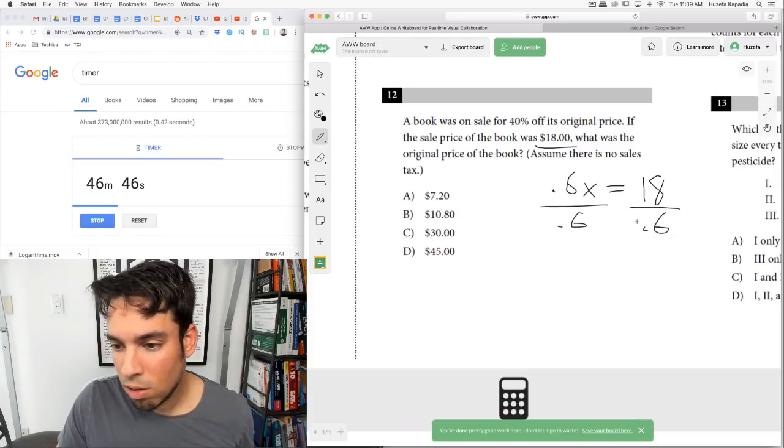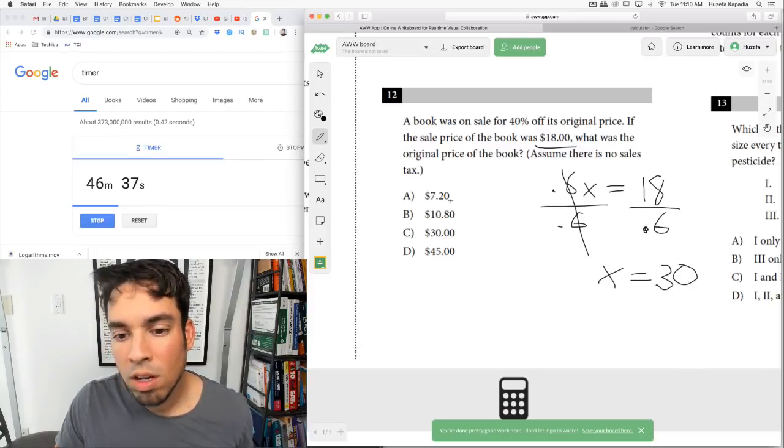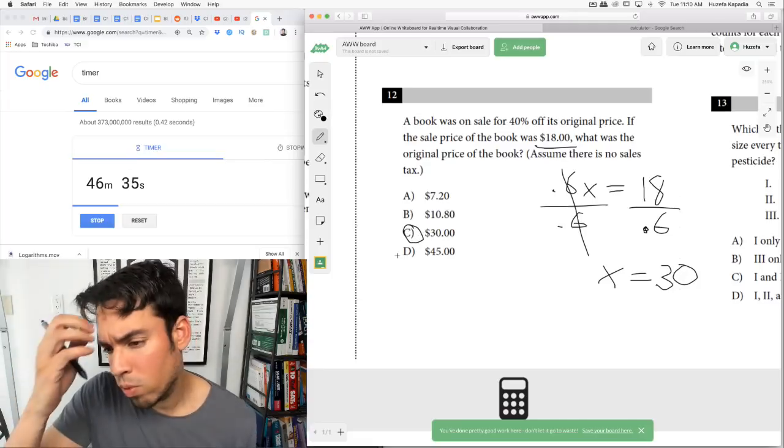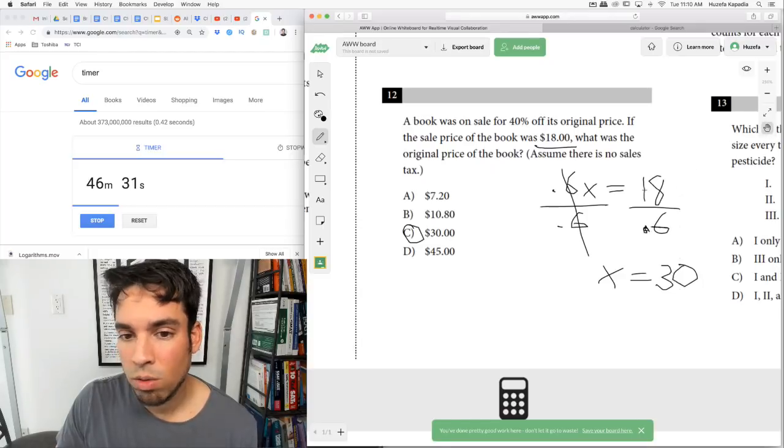Isolate X. See how we just set that up nicely? And if you use a calculator, it's like 18 divided by 6, which is 3, and then add a 0 because it's divided by 0.6. So the original price was 30. And you can recalculate that. You can say, well, what's 40% of 30? It's 12. And we know we got the right answer.